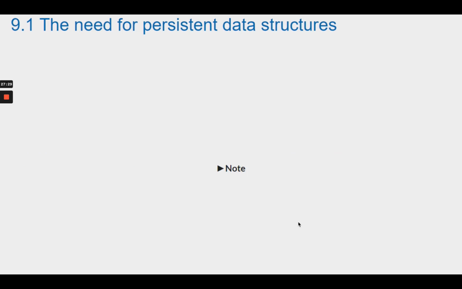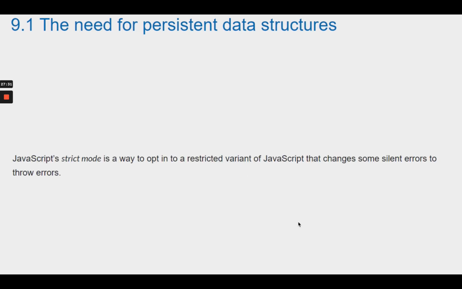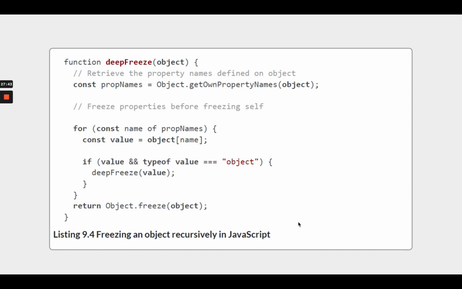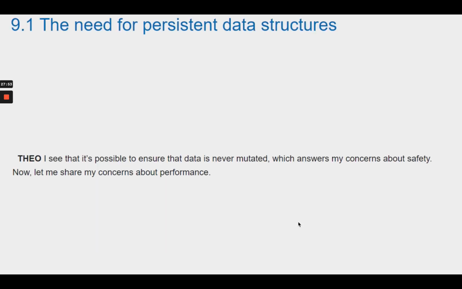Note: JavaScript's strict mode is a way to opt in to a restricted variant of JavaScript that changes some silent errors to throw errors. Theo, in case of a nested collection, are the nested collections also frozen? Joe, no, but in JavaScript, one can write a deep freeze function that freezes an object recursively. Here's another example. Theo, I see that it's possible to ensure that data is never mutated, which answers my concerns about safety. Now, let me share my concerns about performance.